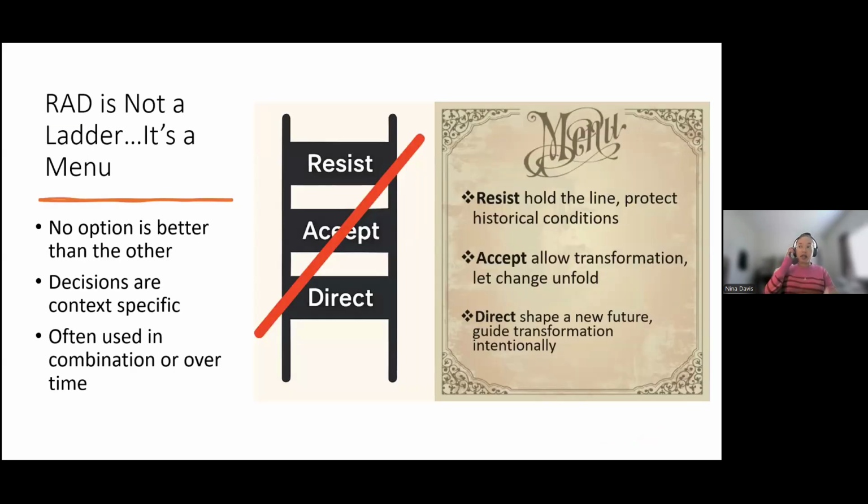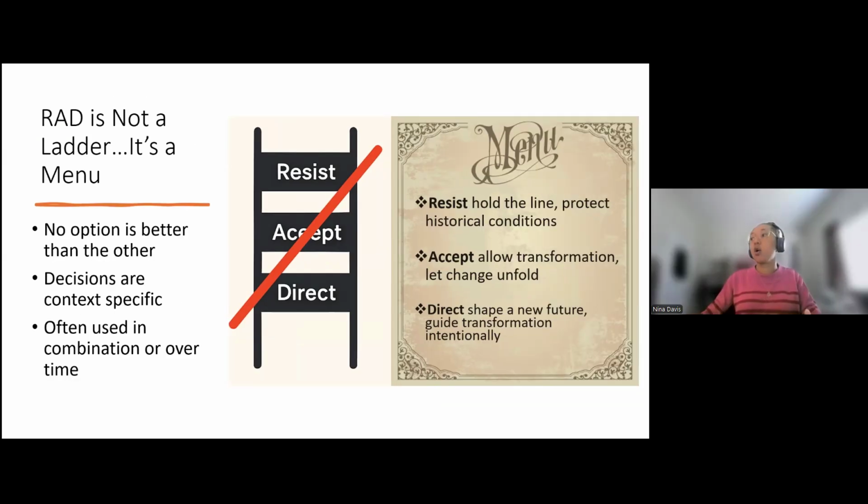So one of the most important things to remember is that RAD is not a ladder. And what we mean by that is these aren't steps you climb in a specific order or levels that you have to graduate through. It's not first you resist, then you accept, then you direct. Instead, resist, accept, and direct are three distinct valid options that you can choose based on your goals, your objectives, your values, and what's feasible for a given place. In fact, you might actually choose all three across different parts of the landscape or even over time. So the right choice depends on the situation, not on where you are in a progression.